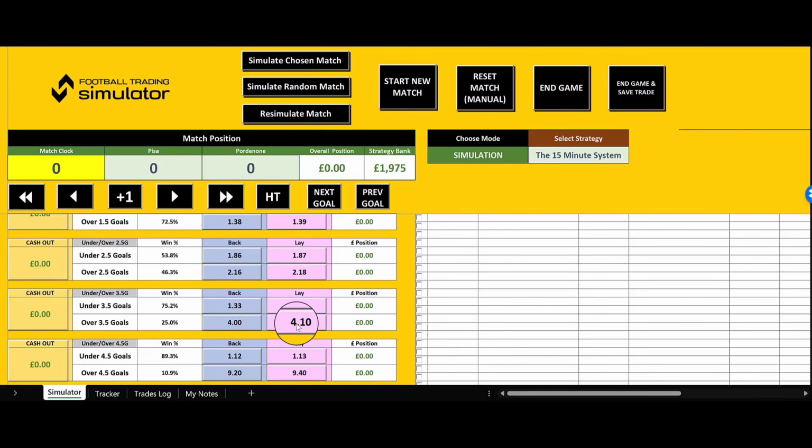And we will lay over 3.5 goals again on this one. And let's see. This is from Serie B from the looks of it. Pisa against Pordenone. So move it forward 15 minutes, and it looks like we're getting out with a profit on this one.